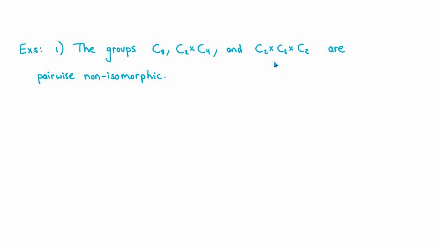First of all, let's gather some basic information about orders of elements in these groups. The group C8 is one that we understand pretty well, so let's choose a generator x for this group. Well then, the order of that element is 8, and we could also say more about the orders of other elements in this group, but this is all that we're going to need for the calculation that we're doing here. How about the group C2 cross C4?